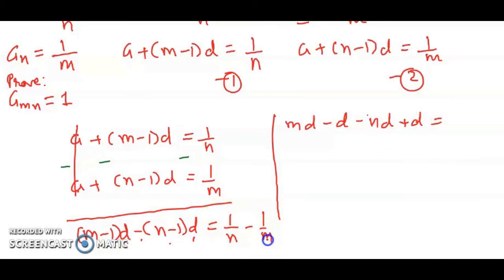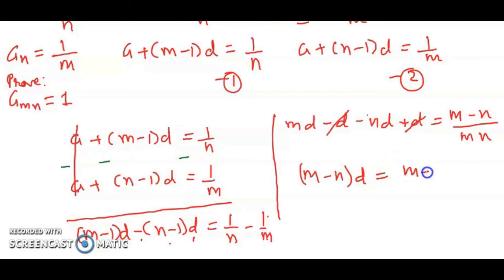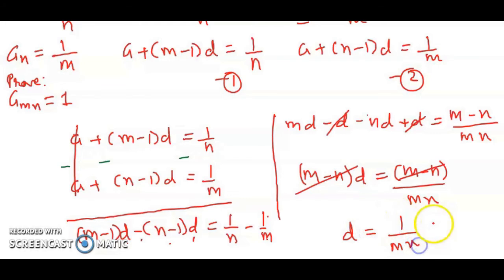here if you take the LCM, this m will multiply here and n will multiply here. So do the cross multiplication, we will get m minus n upon m multiplied by n. Now here this minus d plus d will be cancelled out, so we get md minus nd, and if you take the d common, then we get m minus n multiplied by d equal to m minus n divided by mn. So here this m minus n, m minus n cancel out, so here we get the value of d equal to 1 upon mn. We get d equal to 1 upon m into n.